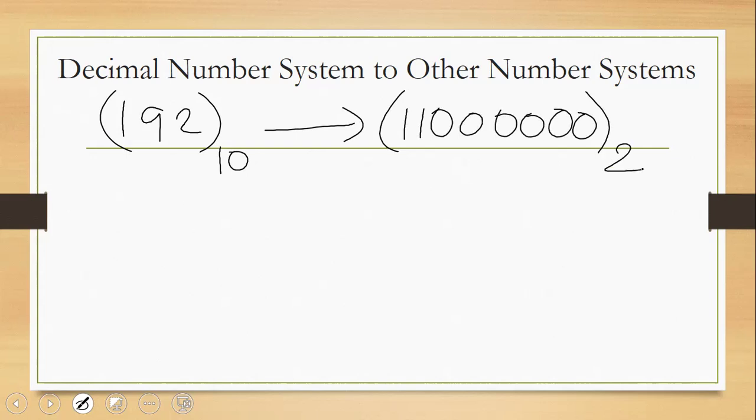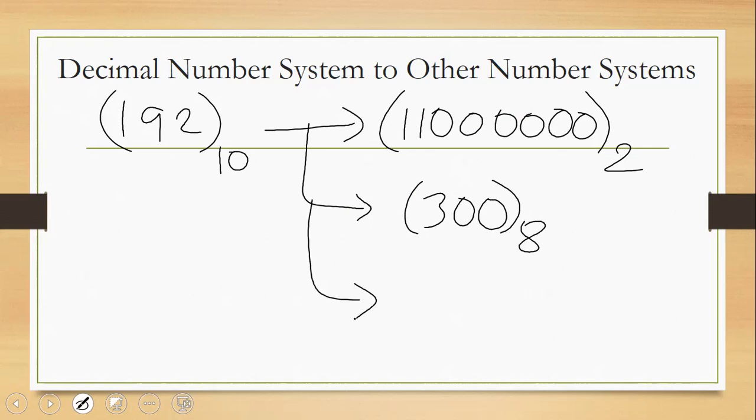So this is the binary conversion. And when it comes to the octal conversion, I got 300 octal. And in hexadecimal, it is C0 hexadecimal. In number systems, it is very important to represent the base every time. Don't forget to represent the base. Without representing the base number, the number itself has no meaning.